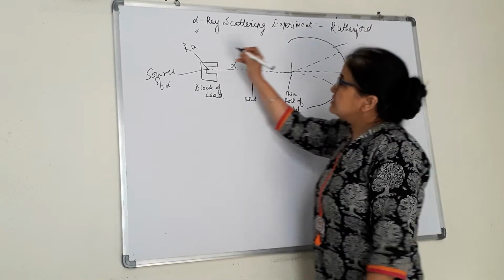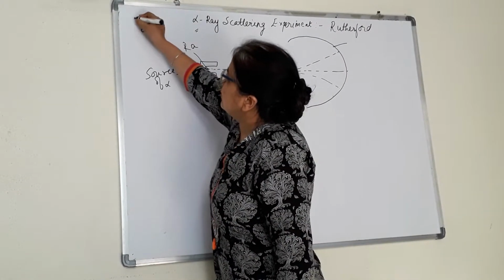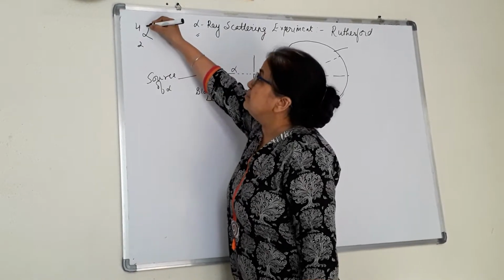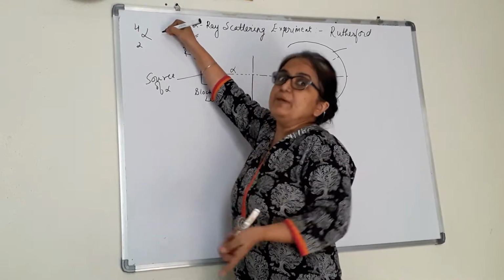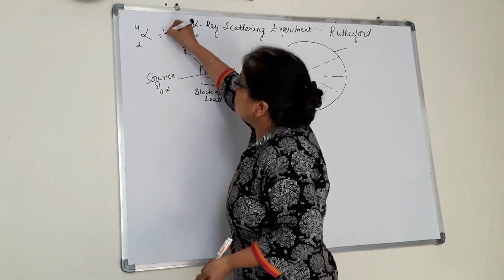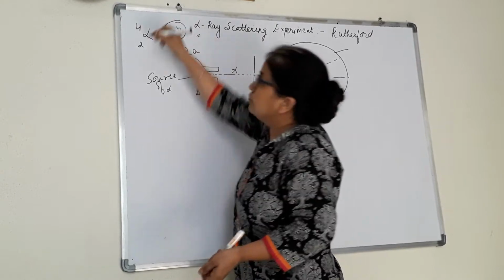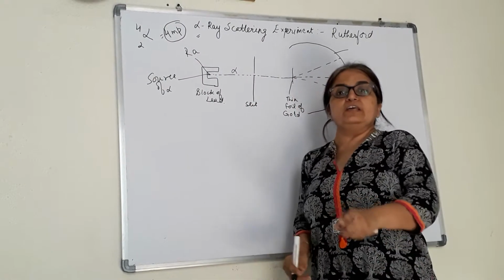Now what is an alpha ray, children? Here we write it like this: alpha, with 4 as the mass and 2 as the atomic number. It is quite a heavy particle. It is about 4 times the mass of a proton. It is a very heavy particle.